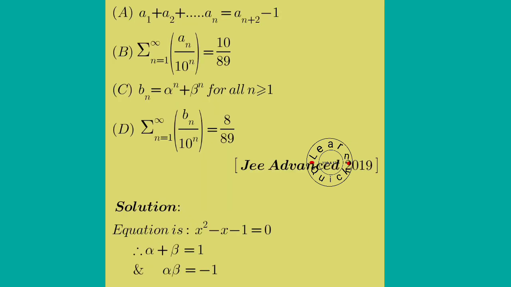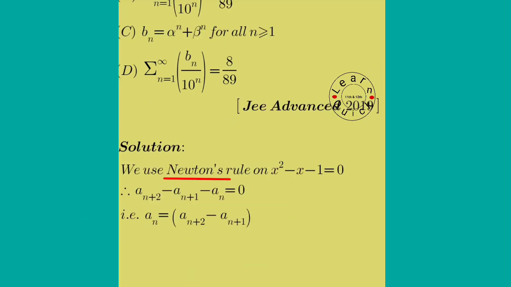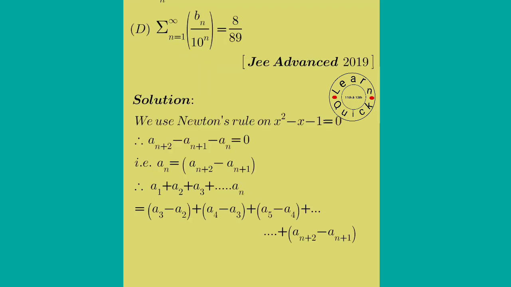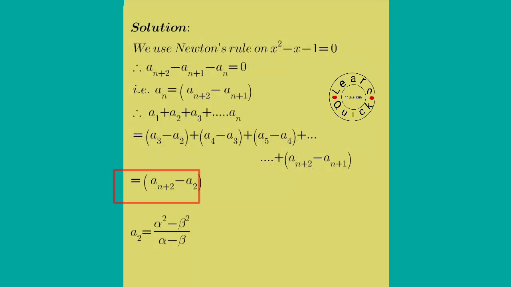So we start to solve the question starting from the sum and product of the roots, which you can see is 1 and minus 1. Then we use Newton's rule on this equation, which is a subscript n plus 2 minus a subscript n plus 1 minus a subscript n equal to 0, which means a subscript n must be a subscript n plus 2 minus a subscript n plus 1. Using this to find the sum of a1 plus a2 plus a3 up to a subscript n, we write them as a3 minus a2, a4 minus a3, a5 minus a4, etc. So that you can see cancellations occur, a3 gets cancelled out, a4 gets cancelled out, and so on. Finally, we are left with only a subscript n plus 2 minus a subscript 2. So this is the difference that is left after doing the calculations.